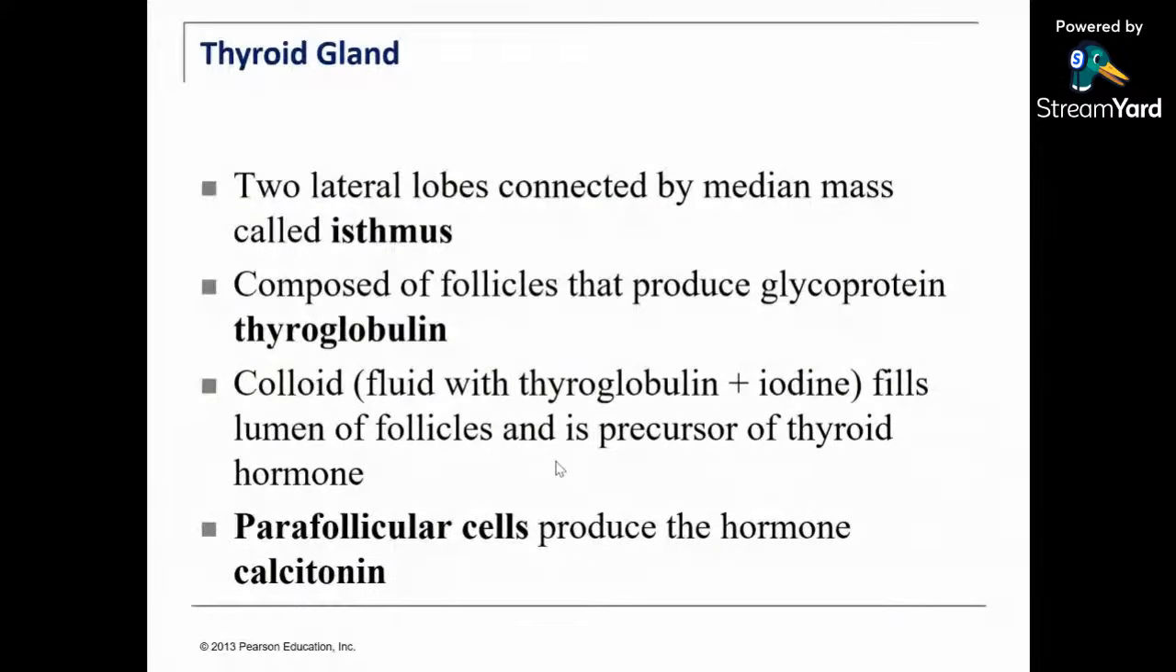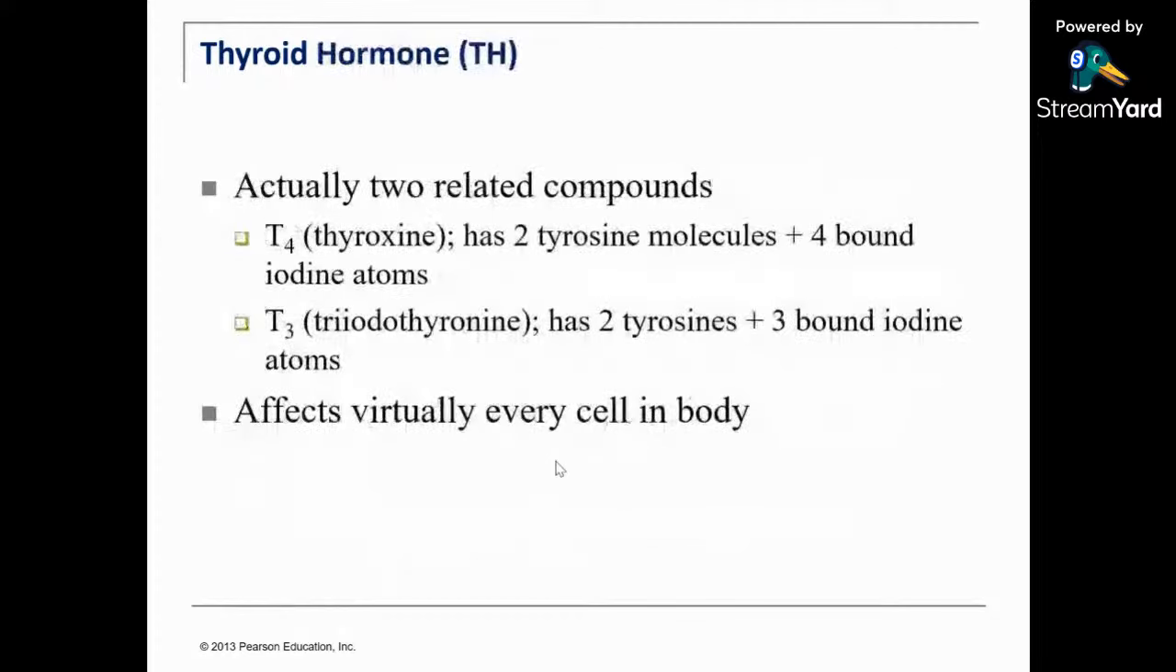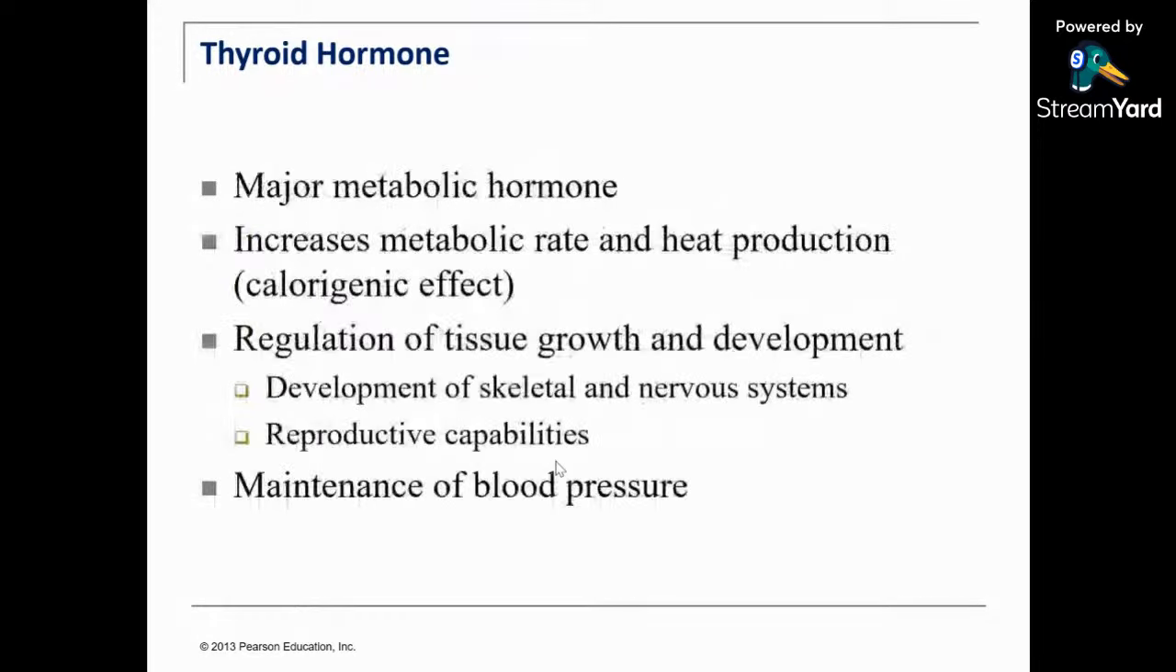Next, the thyroid gland. It has two lateral lobes composed of follicle cells that produce the glycoprotein thyroglobulin, and parafollicular cells that produce the hormone calcitonin. The thyroid hormone, actually two related compounds, thyroxine and triiodothyronine, affects virtually every cell in the body. The thyroid hormone is the major metabolic hormone, increasing metabolic rate and heat production, regulating tissue growth and development, and maintaining blood pressure.